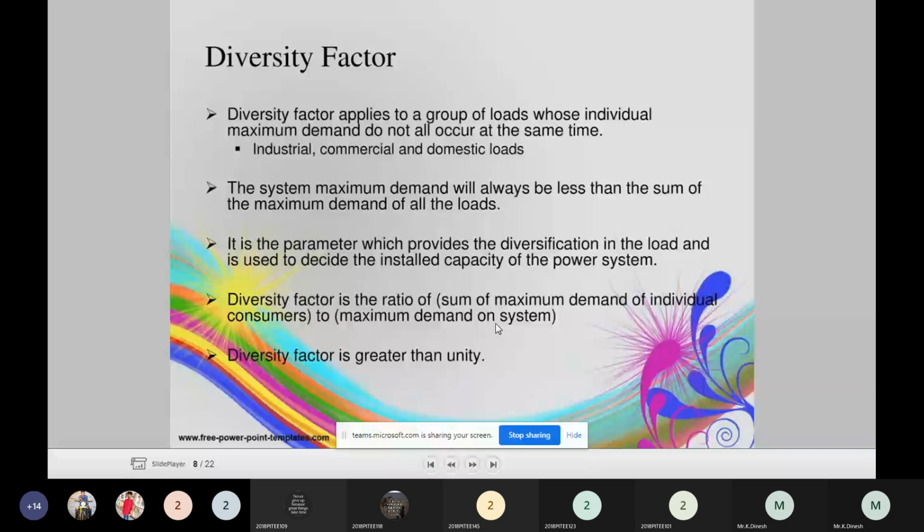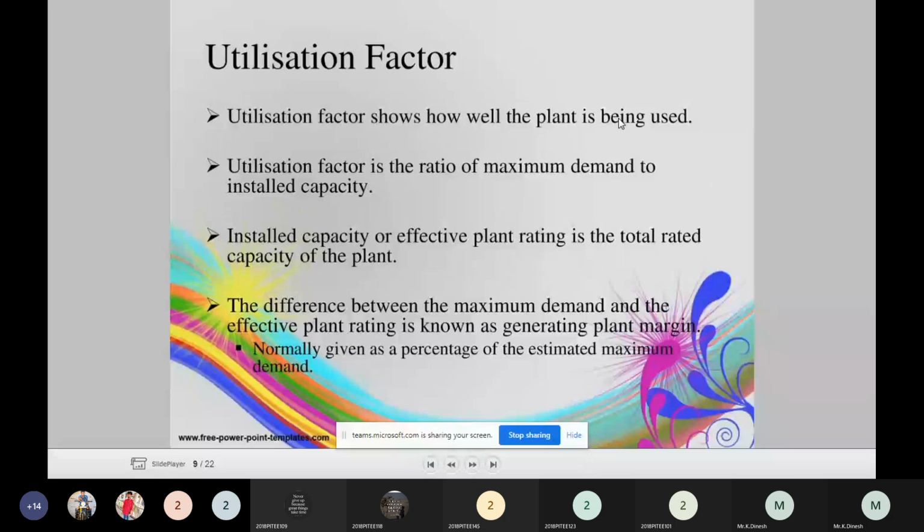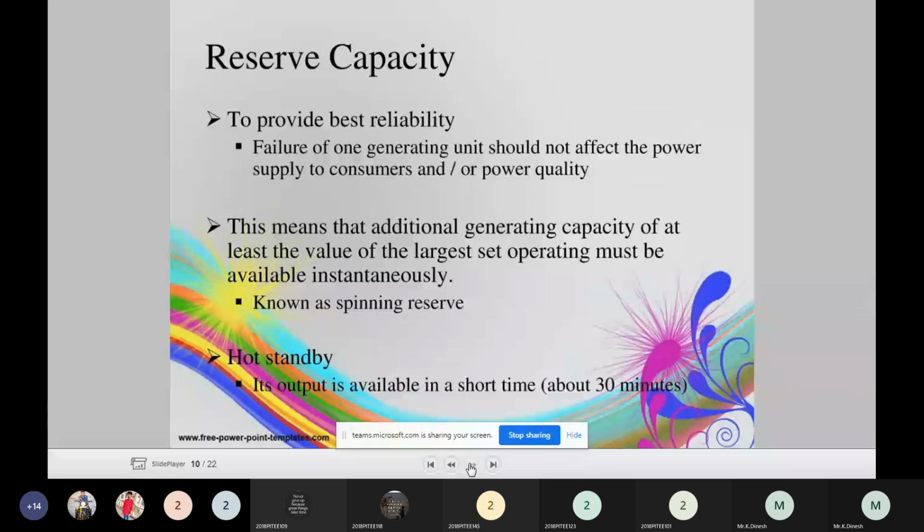Utilization factor. Utilization factor shows how well the plant is being used. It is the ratio of maximum demand to installed capacity. Normally, a percentage of the estimated maximum demand is kept as reserve capacity to provide better reliability. Additional generation capacity should be provided as hot standby. Hot standby means about 30 minutes of reserve capacity should be provided in the power system.